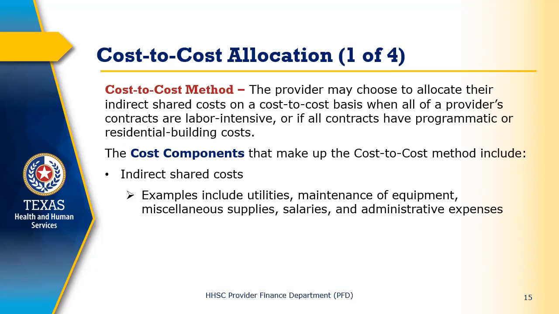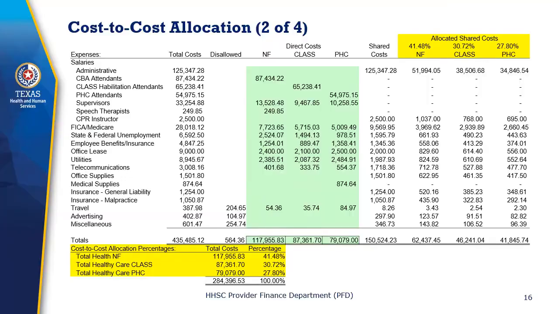Cost-to-cost allocation. If allocations based on units of service are unacceptable, and all a provider's contracts are labor-intensive, or if all contracts have programmatic or residential building costs, the provider may choose to allocate their indirect shared costs on a cost-to-cost basis. This allocation method involves a ratio of each of the directly charged costs to the total of these costs. The cost components of this method are indirect shared costs. Examples include utilities, maintenance of equipment, miscellaneous supplies, salaries, and administrative expenses.